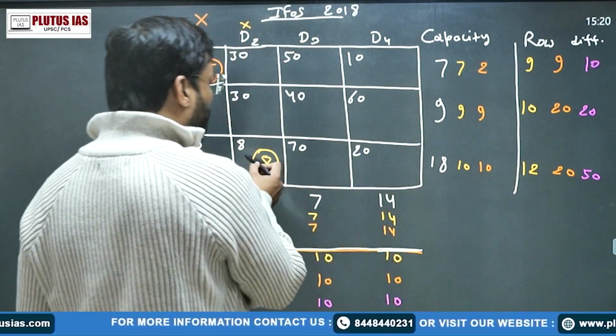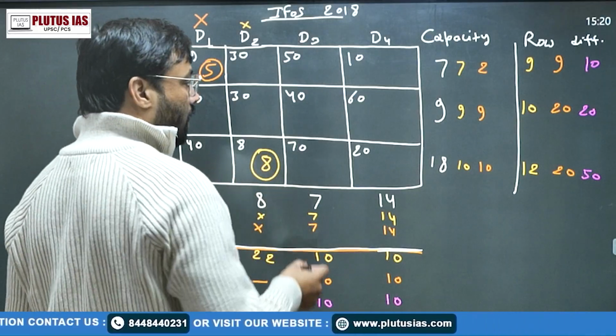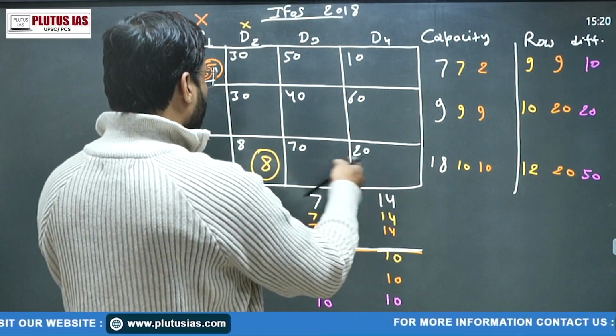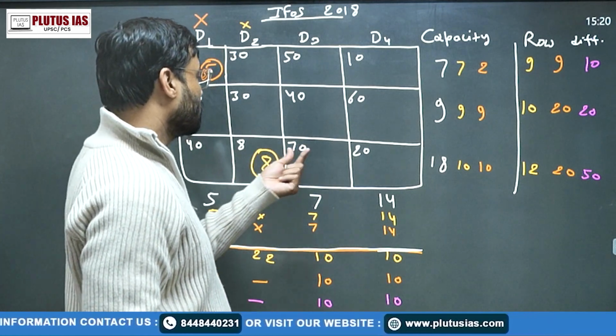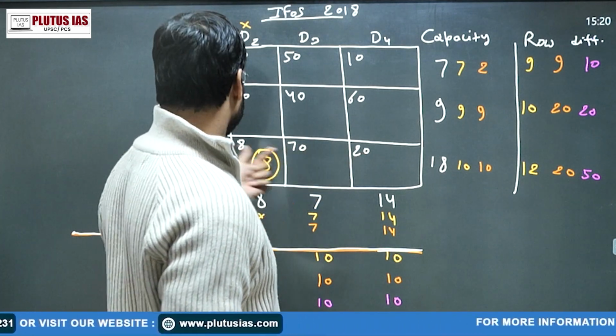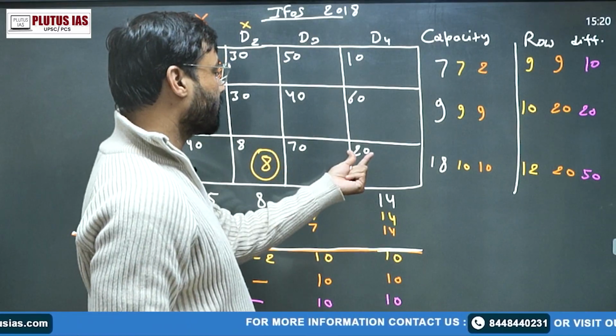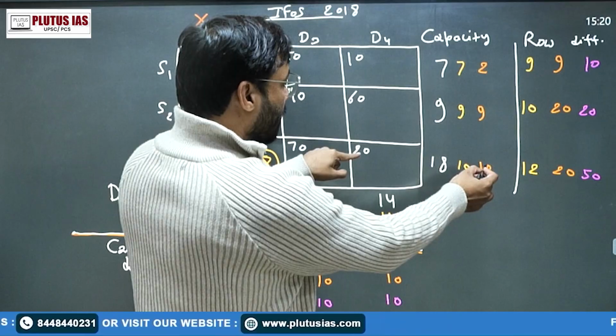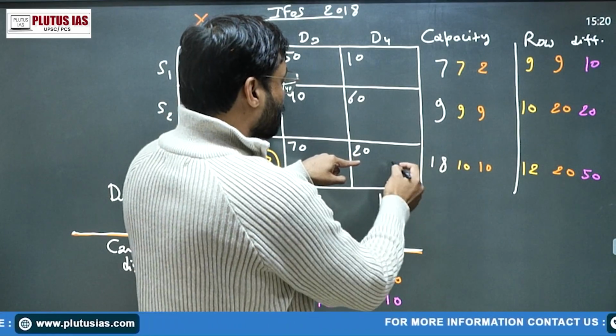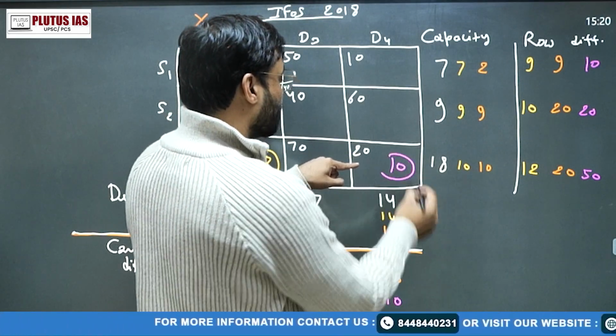So in this row we have to allocate as much as possible, and in this case we have to check which one is the minimum. Here we have already allocated. So now 70 and 20 and 40, which one is the minimum? 20 is the minimum. So in this case here demand is 14 and capacity is 10. So obviously this cell can get the 10.